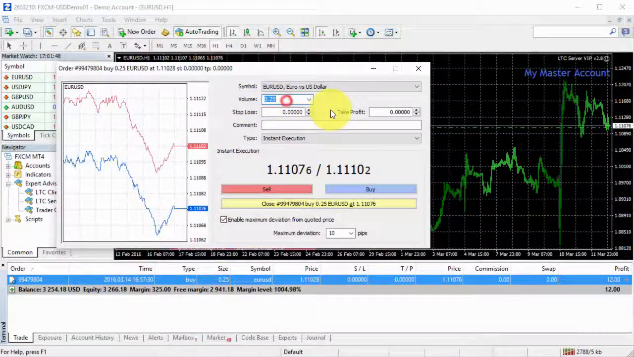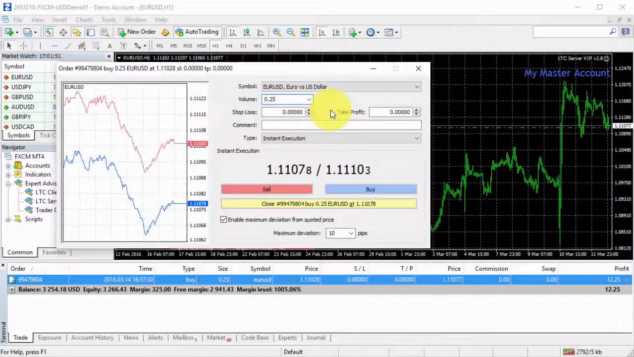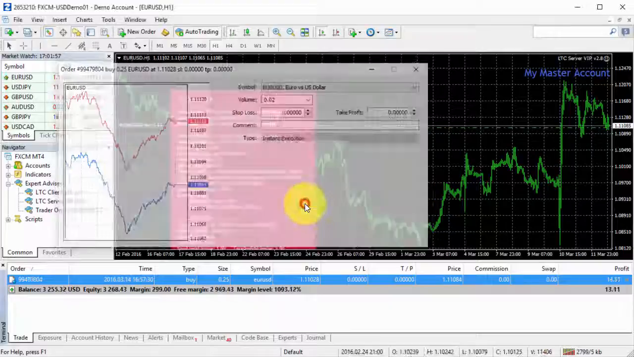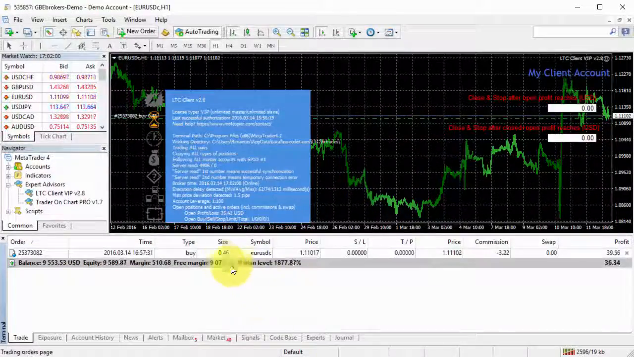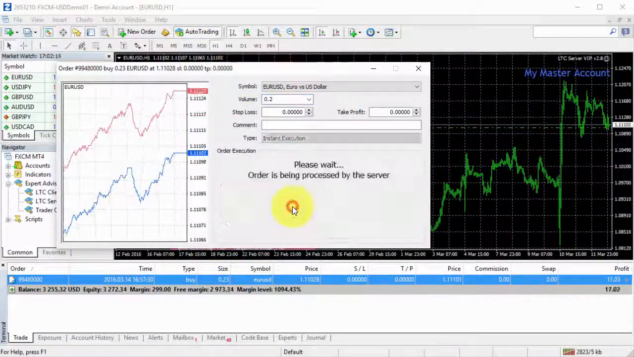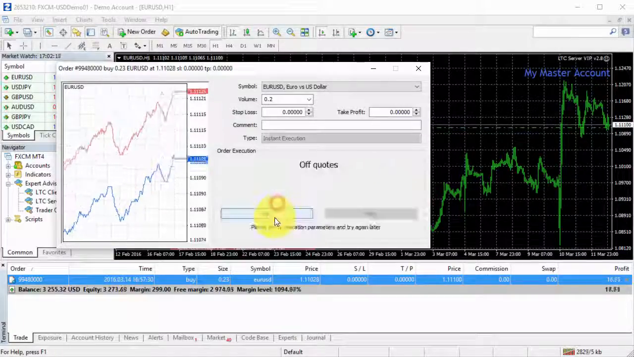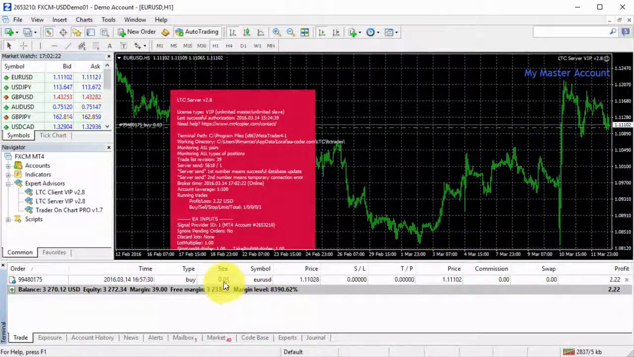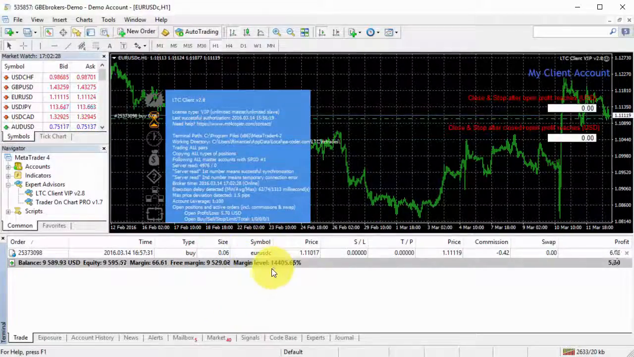Now I can close, let's say, any size, I can close maybe 2 micro lots. Here we go. And it closes the same percentage of the trade as well. If I go back and close, let's say, two mini lots and just leave this small remainder running. The same happened on the client account, you know.